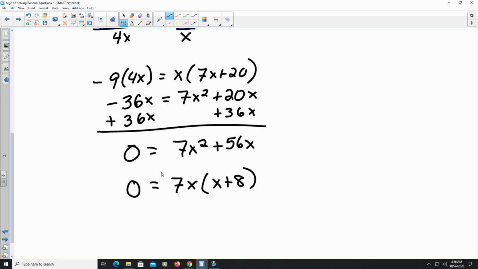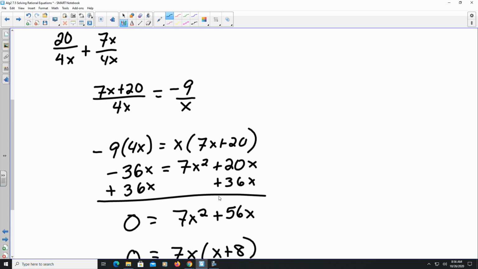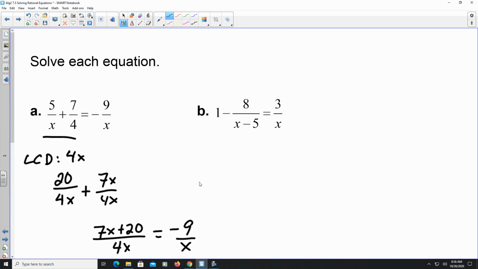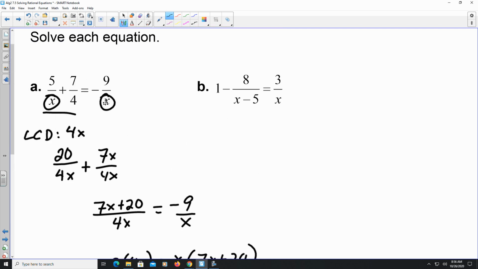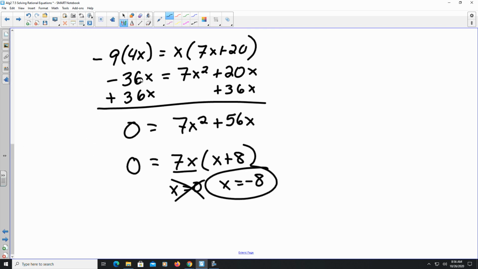Zero product property tells me that here, x will be equal to 0, and here, x is going to be equal to -8. So looking at these two solutions, if I were to put 0 in here or in here, it would make the equation undefined. So this one here doesn't work out, but let me look at -8. We're good. So the only answer that works in this particular situation is x is equal to -8.